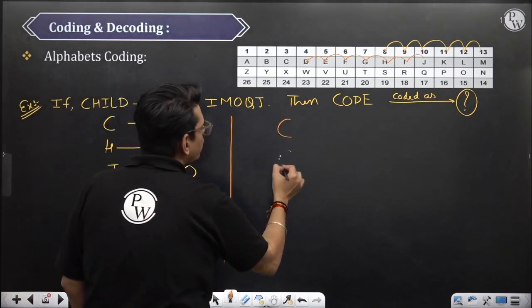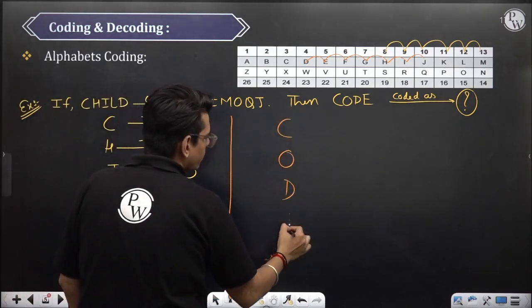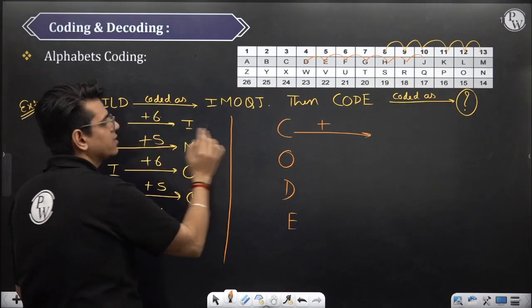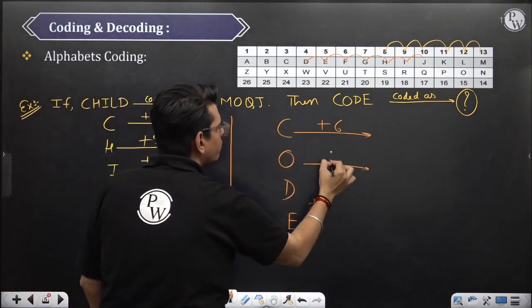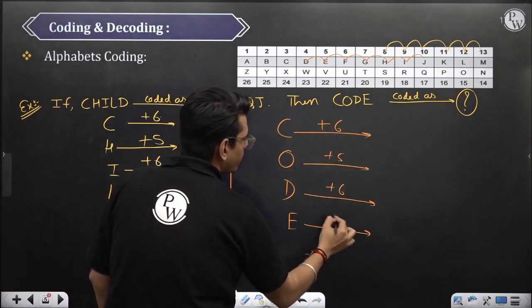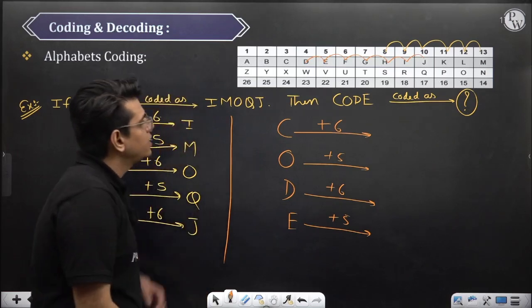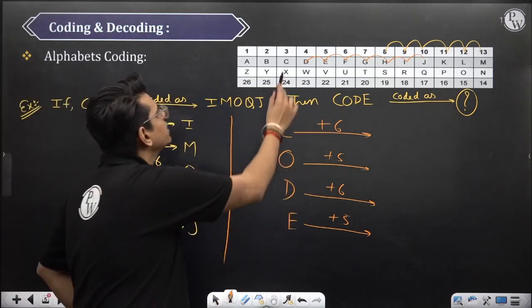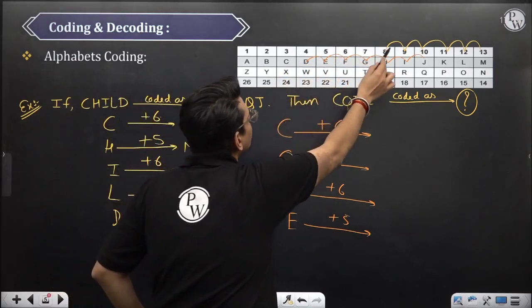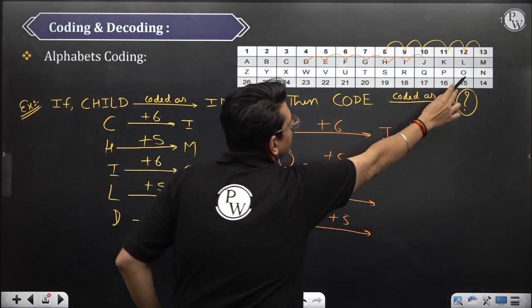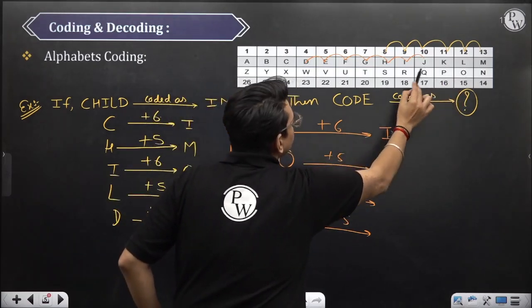Okay. So code will be nothing but, initially we will move 6 places. Okay. Then 5, then 6, then 5. Okay. Now C, we need to go 6 places ahead of C, which is 1, 2, 3, 4, 5, 6, which is I. Okay. O is here. We need to go 5 places ahead. 1, 2, 3, 4, 5.